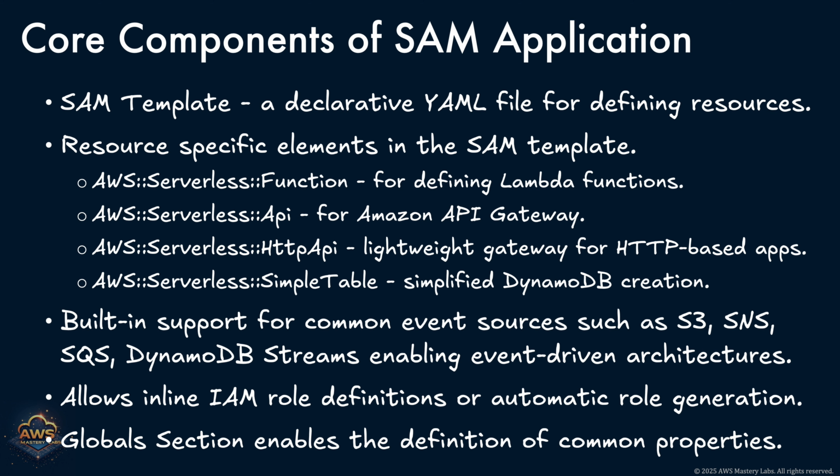With native support for S3, SNS, SQS, API Gateway, DynamoDB streams, and more, you can easily connect your Lambda functions to a variety of AWS services and trigger them based on real-time events. Finally, the global section of your SAM template allows you to define shared configuration across multiple resources. For example, setting a common timeout or memory size for all functions. This not only reduces redundancy, but also promotes consistency across your application.